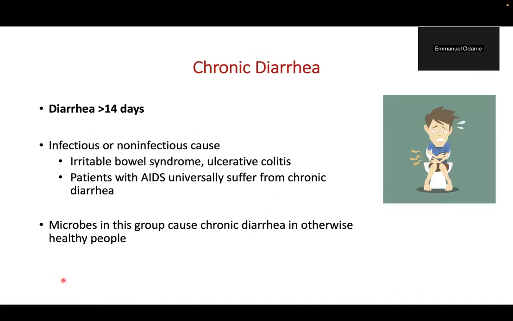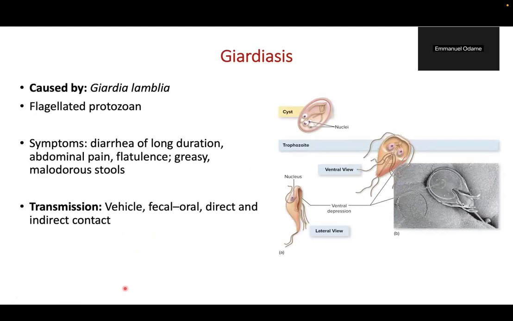We have chronic diarrhea, which is when you have diarrhea over 14 days. This can have infectious and also non-infectious causes. You can experience irritable bowel syndrome and ulcerative colitis. And patients who have AIDS universally suffer from chronic diarrhea. The microbes in these groups cause chronic diarrhea in otherwise healthy people too. It's just that patients experience it in the worst case scenario, but for healthy people, it's less of a problem.